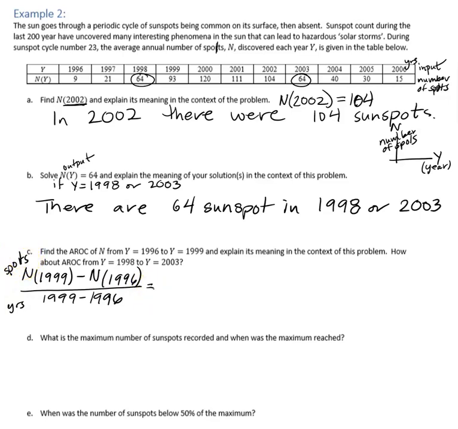Okay, so n of 1999. So in 1999, let me erase again. In 1999, there were 93, and in 1996, there were 9. Okay, 93 minus 9 divided by 3. So what is that going to give me?